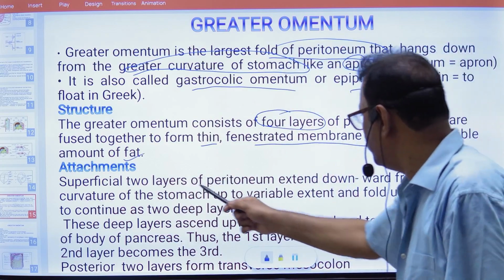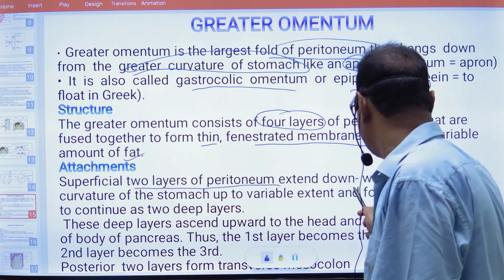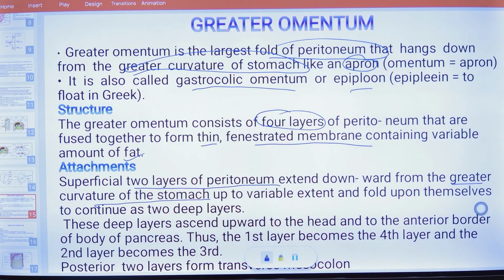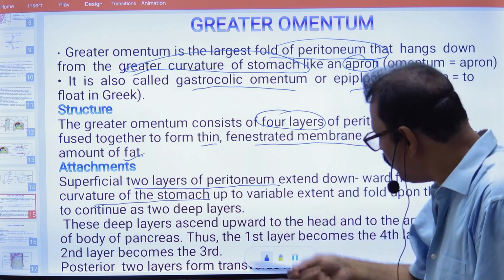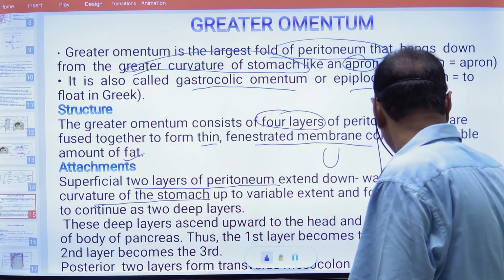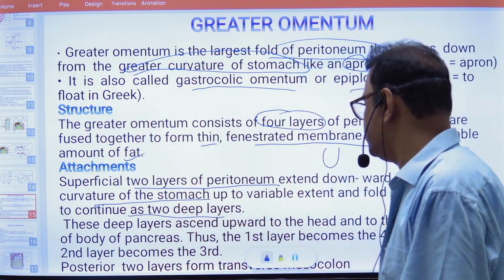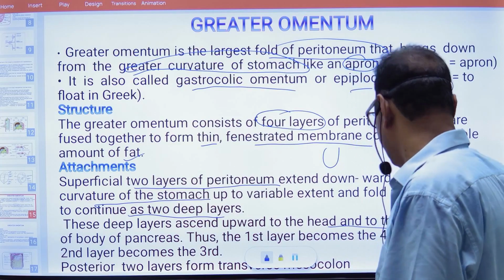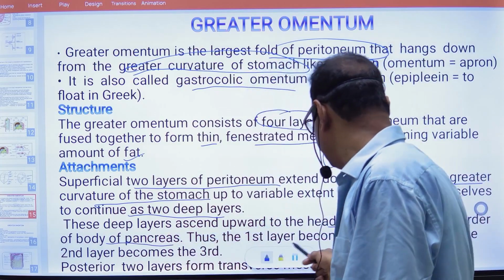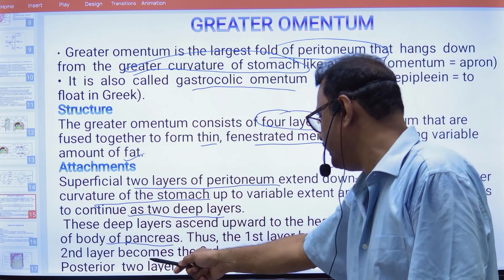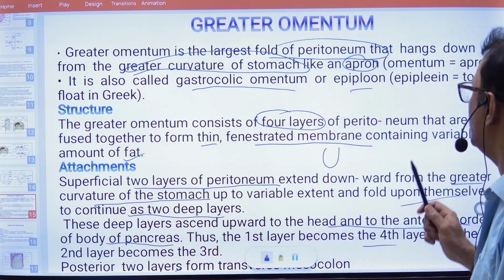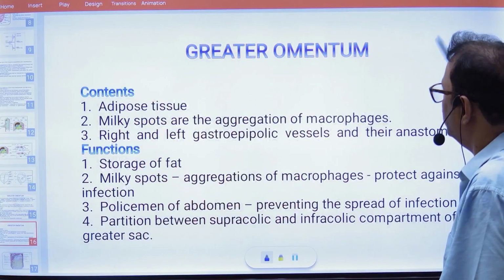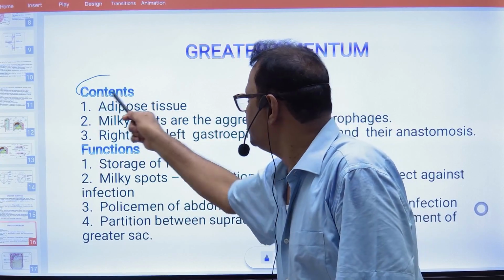Regarding attachment, the first two layers of the peritoneum extend downward from the greater curvature of the stomach to a variable extent, and then fold upon themselves to form the deep two layers. These two layers extend up to the head and the anterior border of the body of the pancreas, and thus the first layer becomes the fourth layer, and the second layer becomes the third layer. The posterior two layers will form the transverse mesocolon.